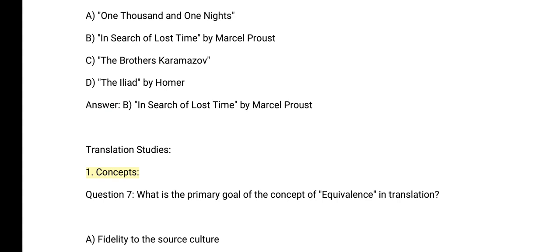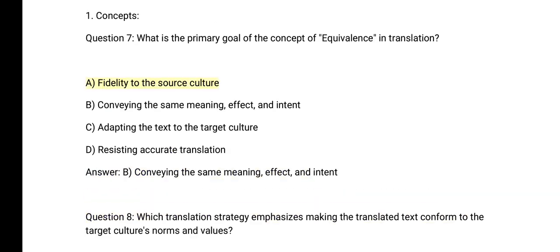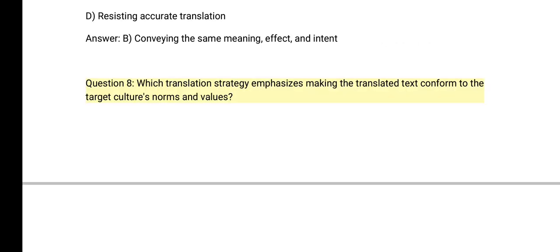Translation Studies. 1. Concepts. Question 7. What is the primary goal of the concept of equivalence in translation? A. Fidelity to the source culture. B. Conveying the same meaning, effect, and intent. C. Adapting the text to the target culture. D. Resisting accurate translation. Answer. B. Conveying the same meaning, effect, and intent.